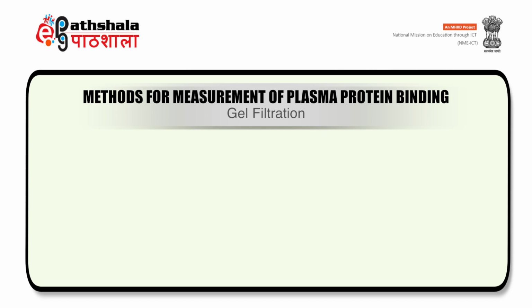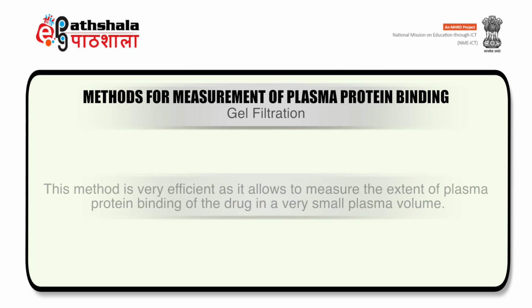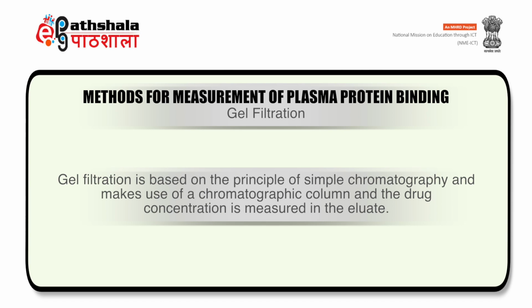The next method is the gel filtration method. It is very efficient as it allows measuring the extent of plasma protein binding of the drug in a very small plasma volume. Gel filtration is based on the principle of simple chromatography and makes use of a chromatographic column, and the drug concentration is measured in the eluate.